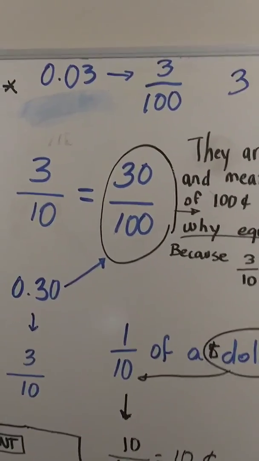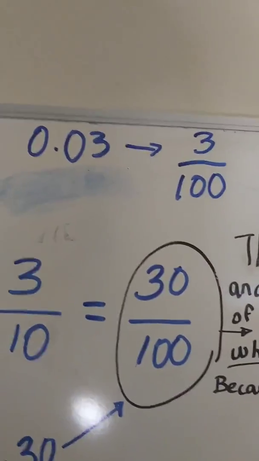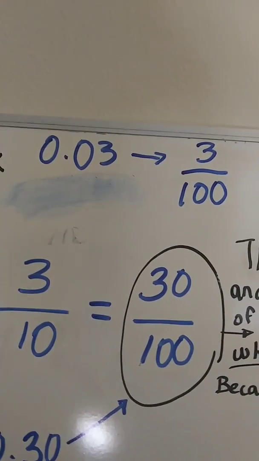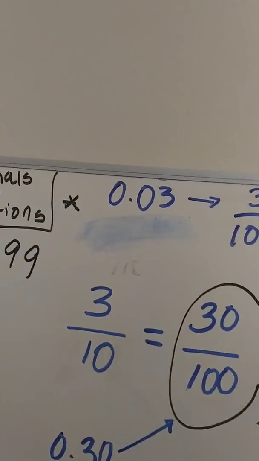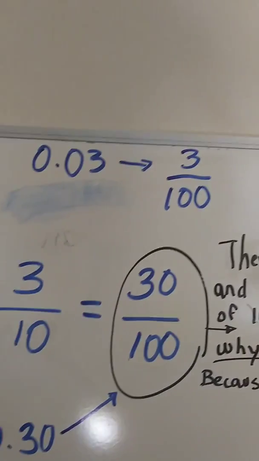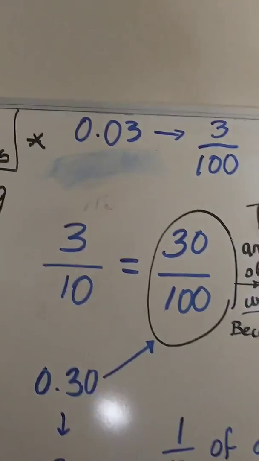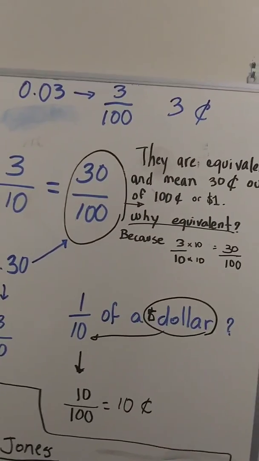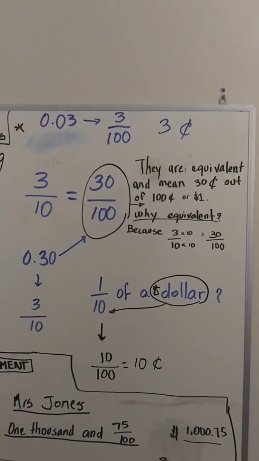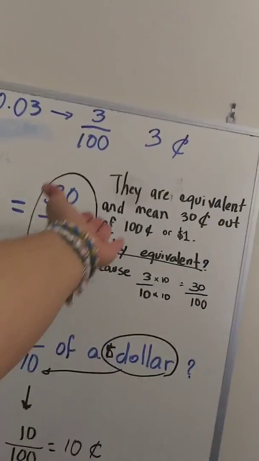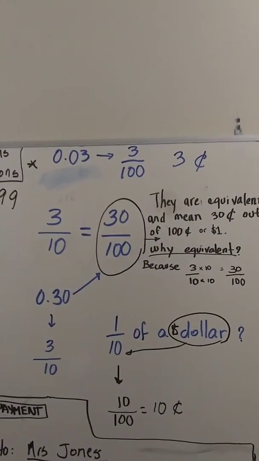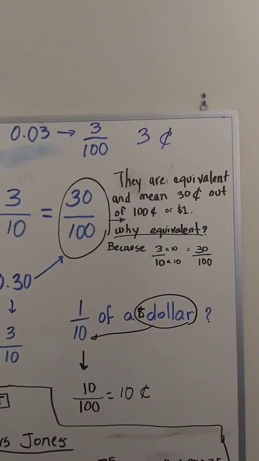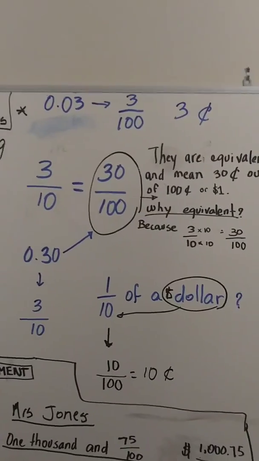We were looking at how those cents are equivalent to a fraction. So we said 3 cents. It's because it would be 3 out of 100 cents, which 100 cents is $1. Then we have 30 cents, which is 30 out of 100 cents, which is $1. Well, how are they equivalent? How do I know that?